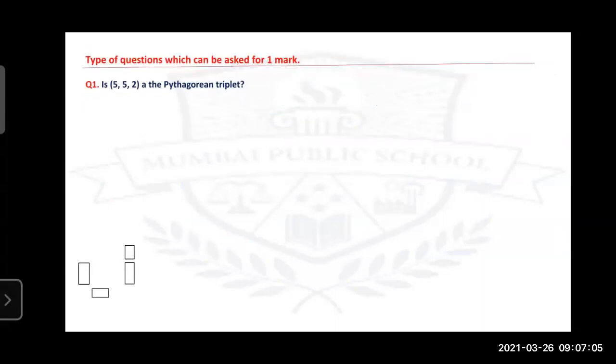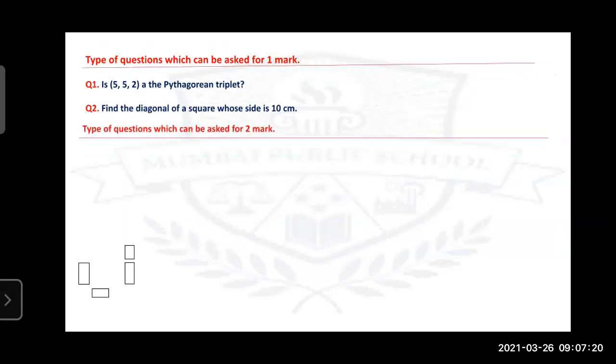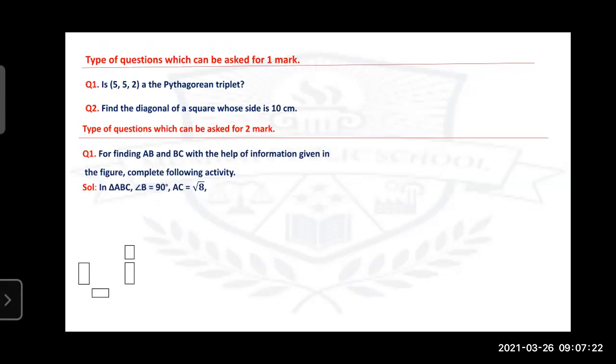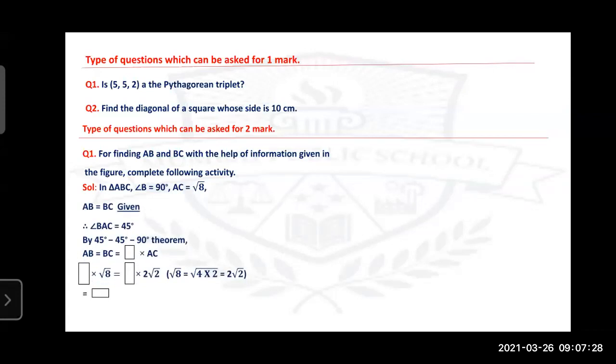Then we discuss which type of question can be asked for 1 or 2 marks. For 1 mark, in question number 1b: is 5, 5, 2 a Pythagorean triplet? So apply the condition. Second question: find the diagonal of a square whose side is given. And the question which can be asked for 2 marks: finding AB and BC with the help of the information given, so complete the activity. Your activity is given first.